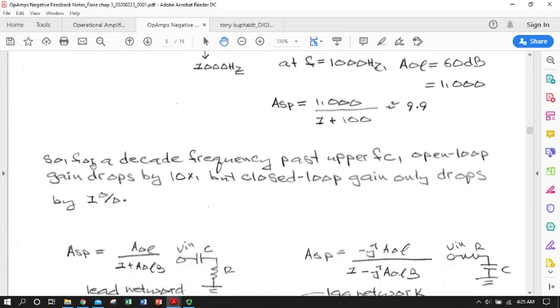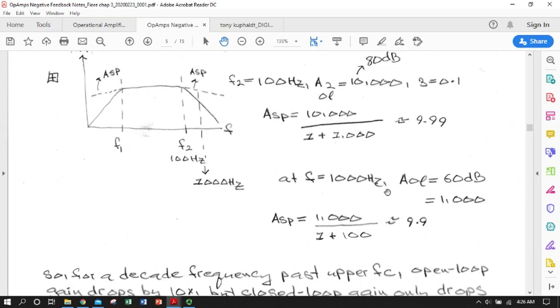And there's that in words. So for a decade of frequency past the upper critical, that's F2, the open loop gain drops by 10 times. Closed loop gain drops by 1%. There is the power of closed loop gain in increasing bandwidth. So we can go happily along amplifying at pretty close to the midband levels for much, much higher frequencies on that upper end. The same would hold true for the lower end if we didn't have a circuit that was designed to work in DC and we were rolling off. We would extend that range as well.